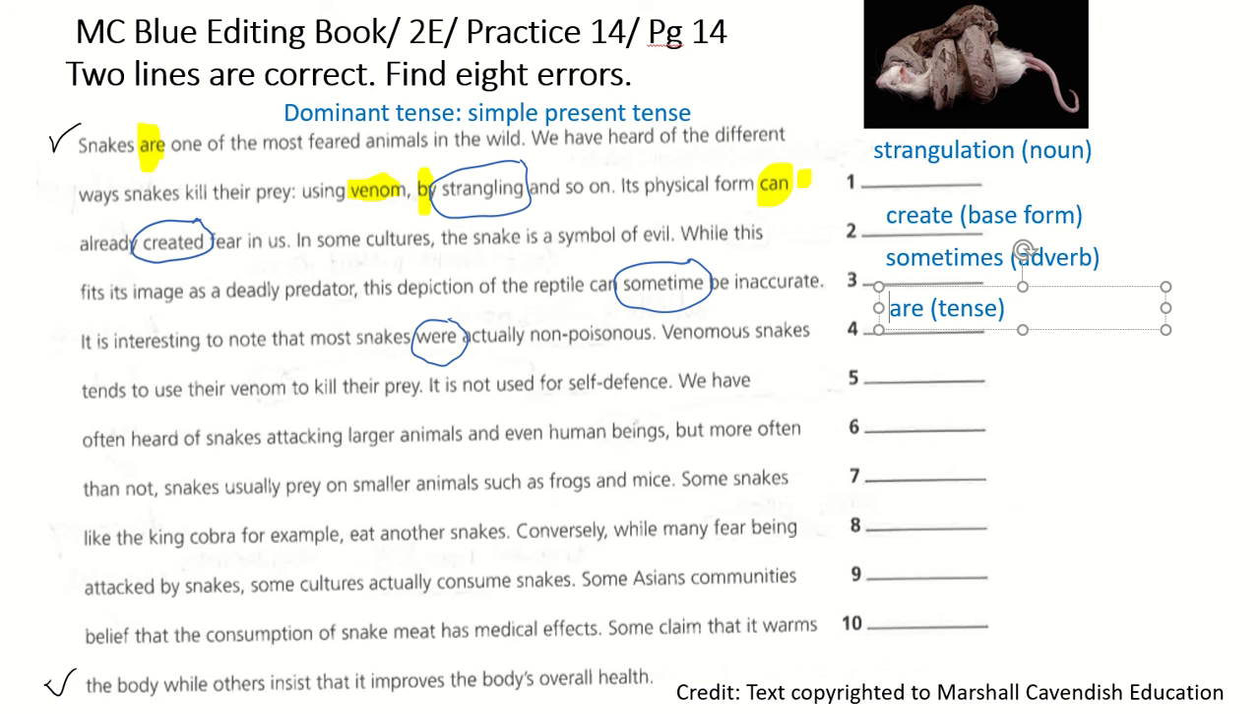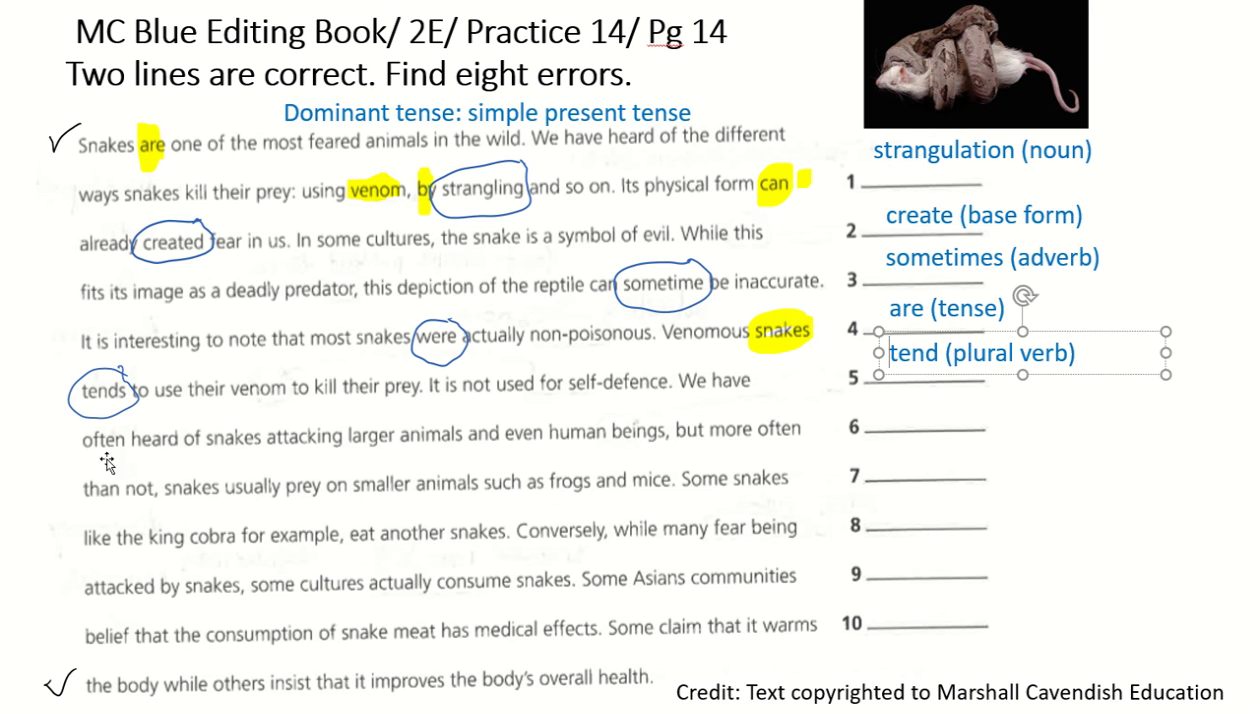Venomous snakes tend to use their venom to kill their prey. I also noticed that there is an error here because of this plural subject, snakes. A plural subject should have a plural verb, and the plural verb is "tend" without the S. So that is the plural verb form of tend. It is not used for self-defense.